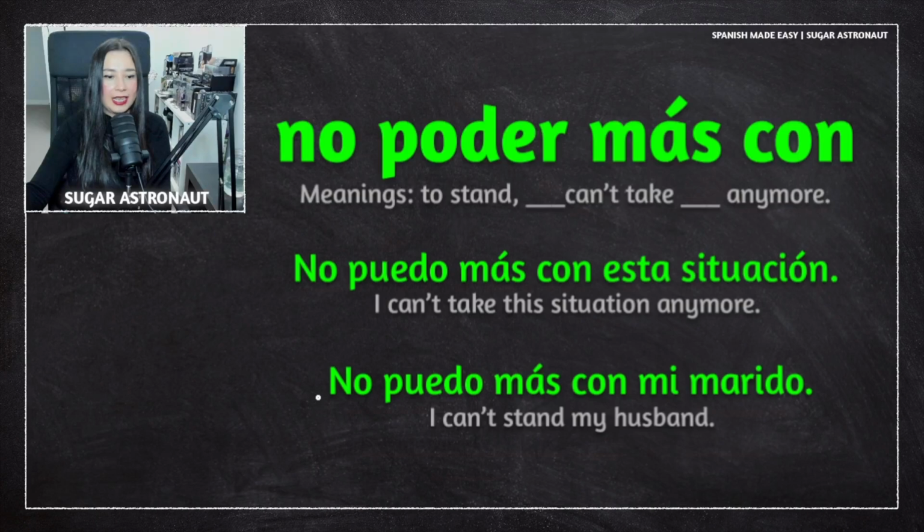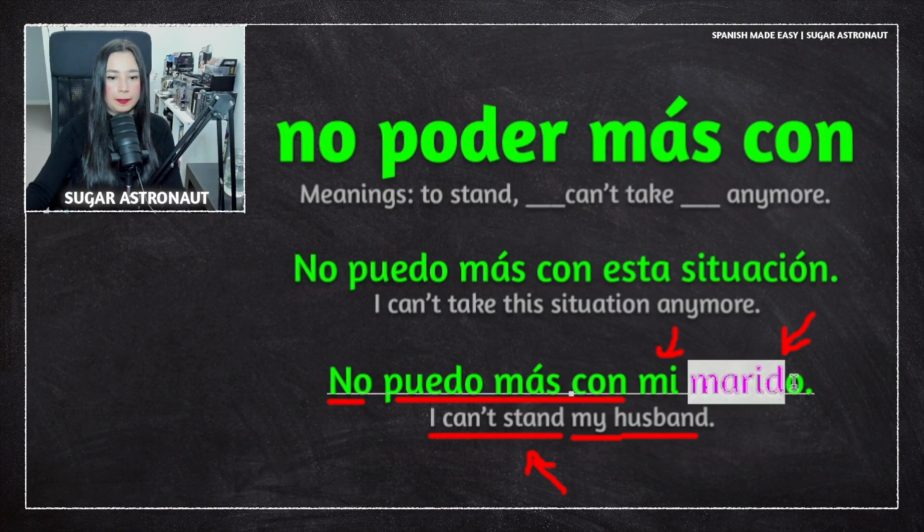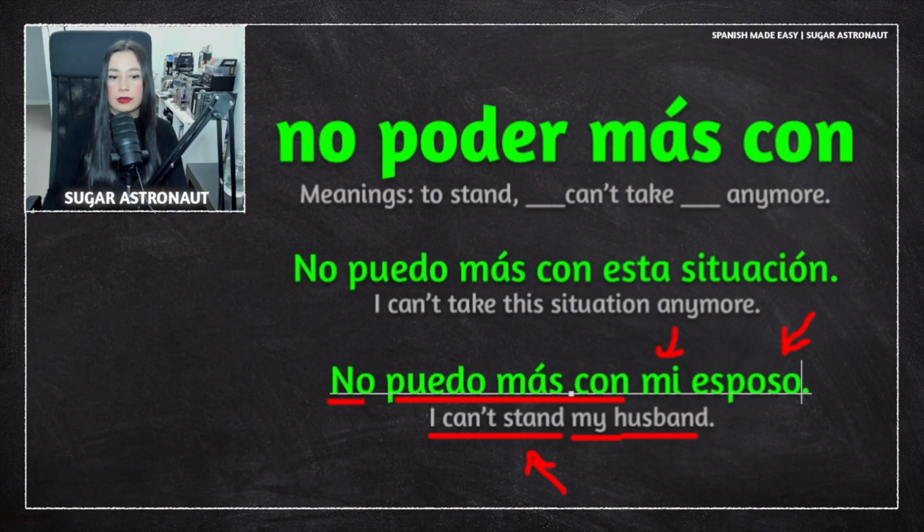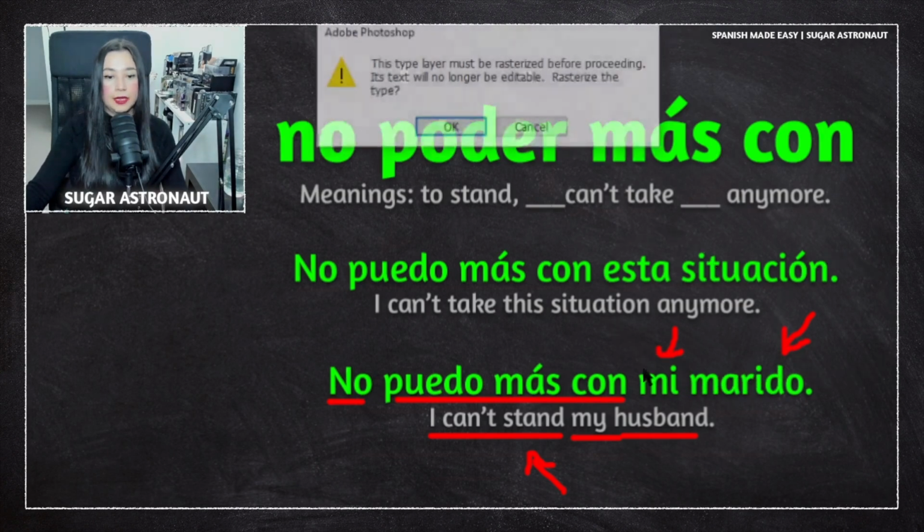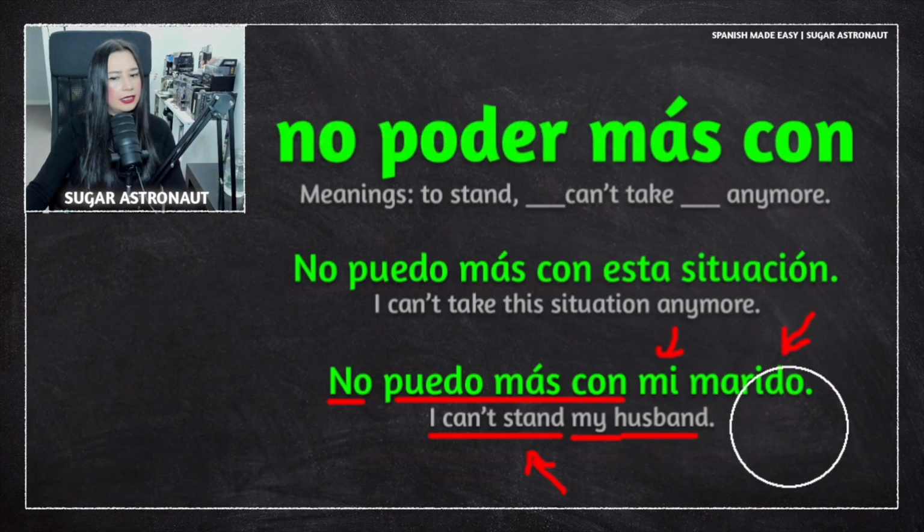So let's break this down. No puedo, again, we have no puedo más con, and this means I can't stand. And because we're talking about a person, that's why it means can't stand. I can't stand. Mi means my. Marido means husband. Also, another way to call a husband in Spanish is esposo. Okay, marido, esposo, same thing. It means husband. Excellent.